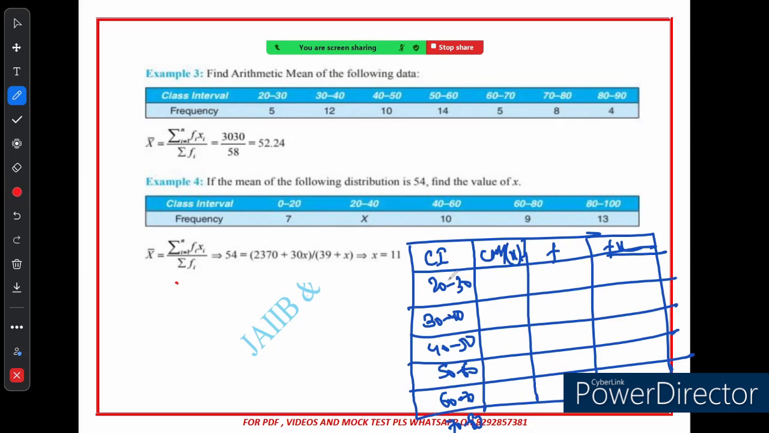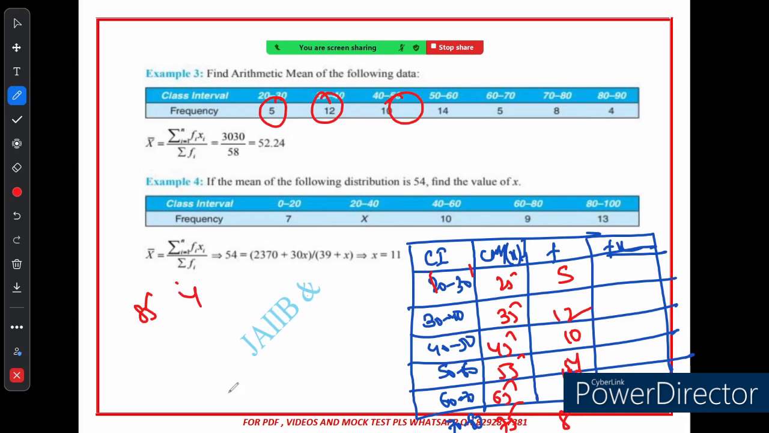Now you know what is the class mark of this class interval? 25. What is the class mark of this class interval? 35, 45, 55, 65, 75, and the last one is 85, isn't it? That is what I am talking about. In this particular case, when the grouping is like this, you have to take the class mark, that is xi. And what are the frequencies? 5, 12, 10, 14, 5, 8 and 4 here.